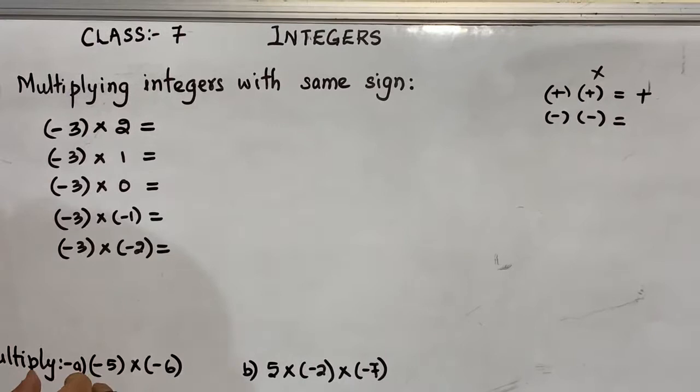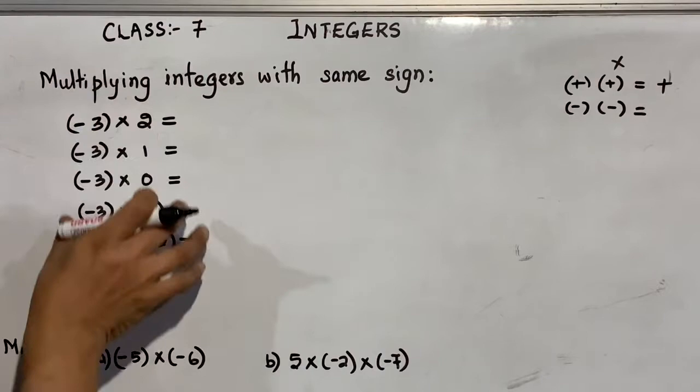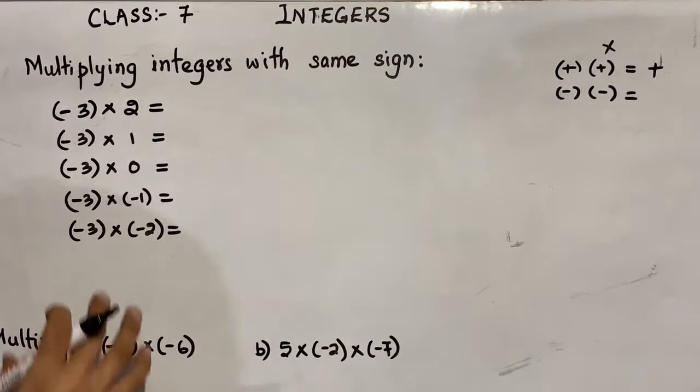So, we are going to illustrate multiplication of two integers with negative sign and see whether we can form a pattern.